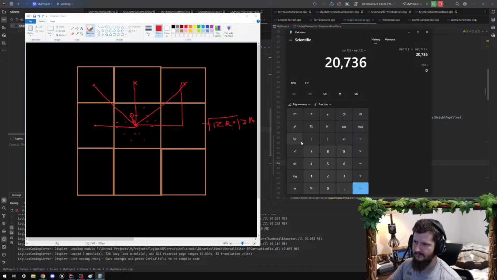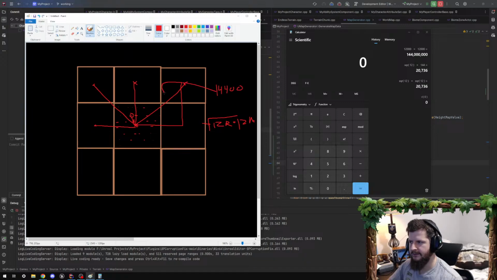That's not right. Hang on. What is 12 squared? 144. Okay, so times 144, and then we square root of that. Okay, so 100. Wait, what? Right, I did 12 times 12, not 12,000 times 12,000. So it should be 144,000. That's that distance. So that should be the max distance.